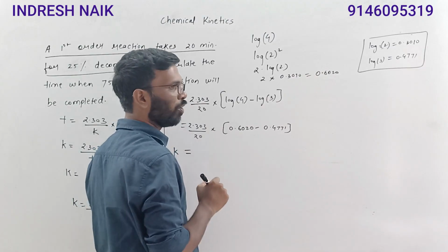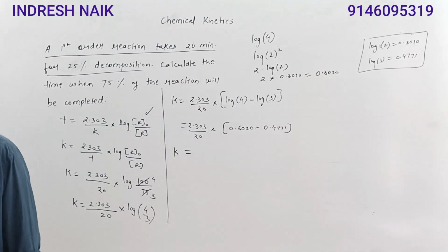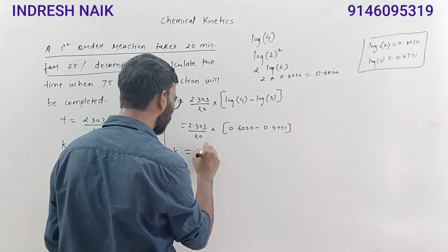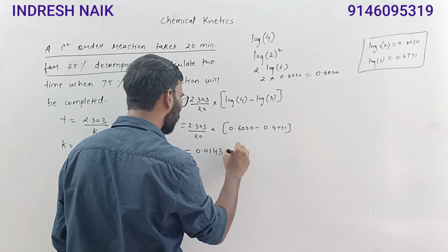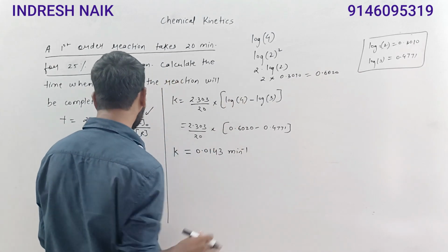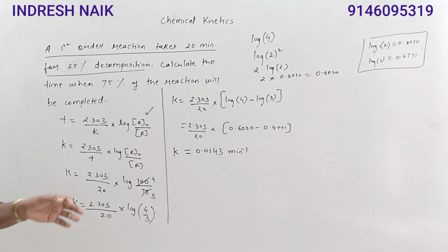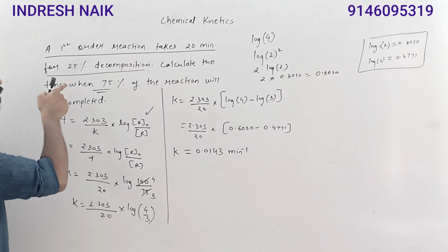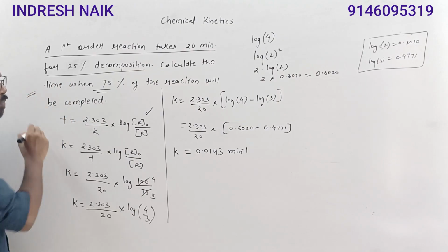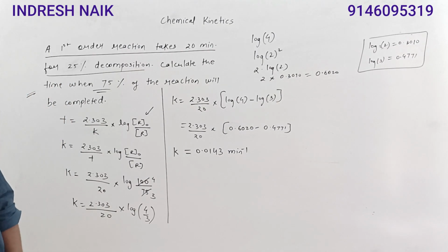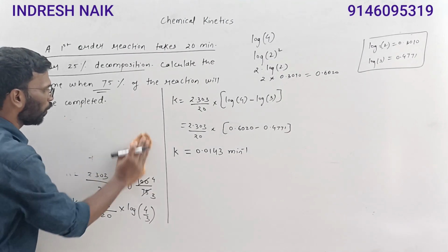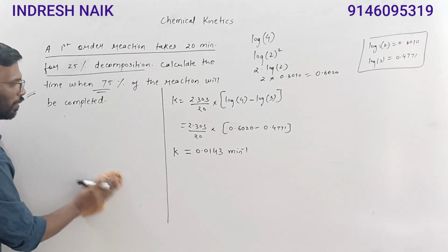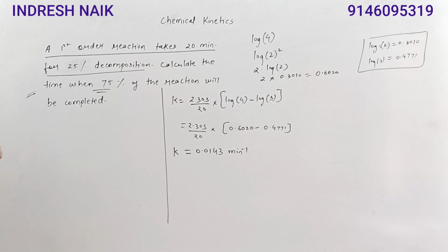Finally, I'll write the k value. The final answer for k is coming to be 0.0143 per minute. Now you got this k value. Now substitute that k value for this data. Then you will get the time. Here you are told to find k, here told to find time, right? So I'm substituting that k over here to find the time.